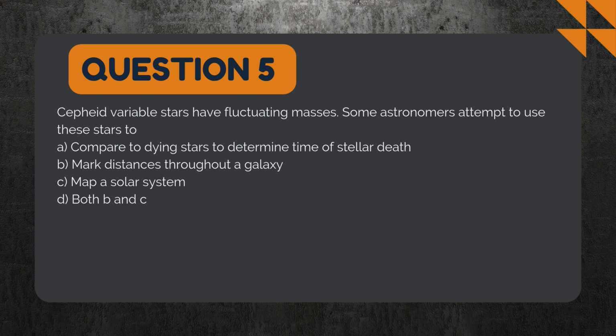Question 5. Cepheid variable stars have fluctuating masses. Some astronomers attempt to use these stars to A, compare to dying stars to determine time of stellar death. B, mark distances throughout a galaxy. C, map a solar system. D, both B and C.